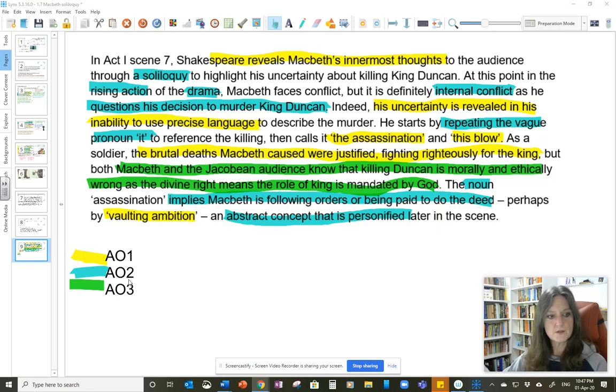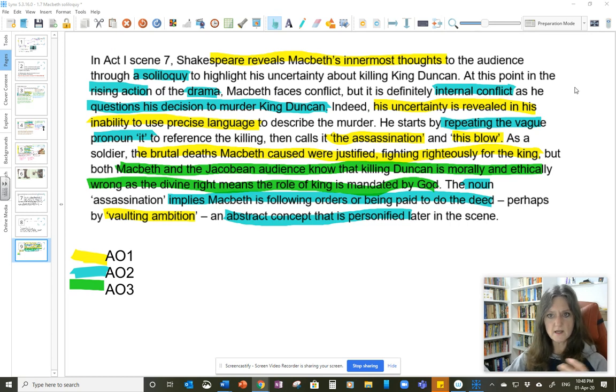Also for AO2, I've been doing some analysis, and up here I've talked about the form, the rising action of the drama. So the fact that it's a drama, and that I know that dramas take the form of the old story mountain that we looked at last time. So the form is a drama, and the structure has rising action. And part of that structure of rising action for AO2 is the idea of internal conflict.